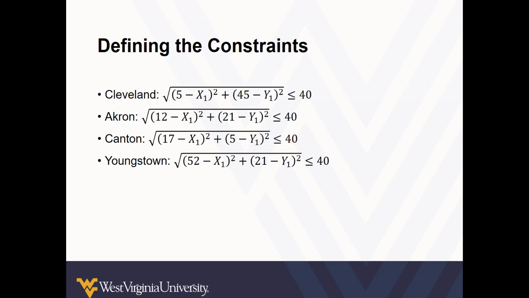So let's take a look at our constraints. The problem statement noted that the new tower has a 40-mile transmission radius and therefore must be located within 40 miles of each of the existing towers. The following constraints ensure that the distance from each of the existing towers to the new tower is no larger than 40 miles. Graphically, these constraints would be drawn as 4 circles, each with a 40-mile radius, each centered at one of the 4 existing tower locations. The intersection of these circles would represent the feasible region for the problem.